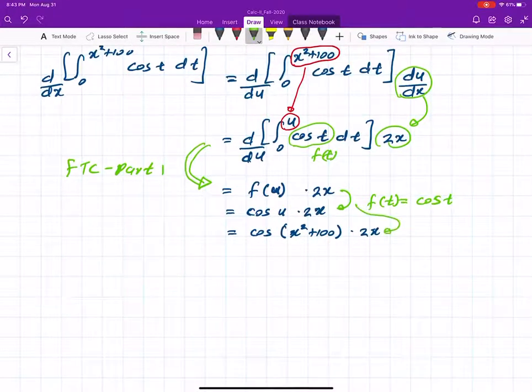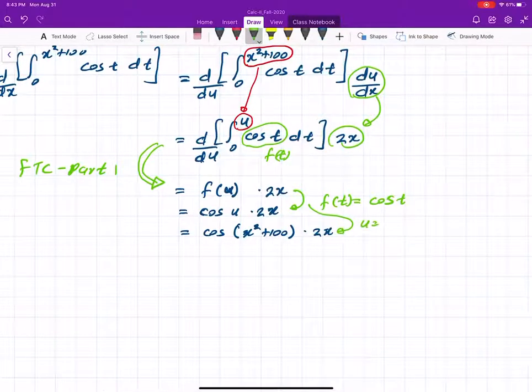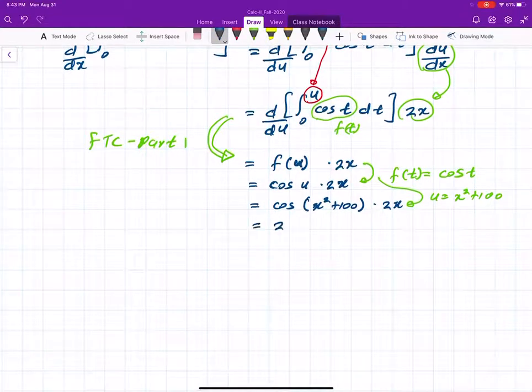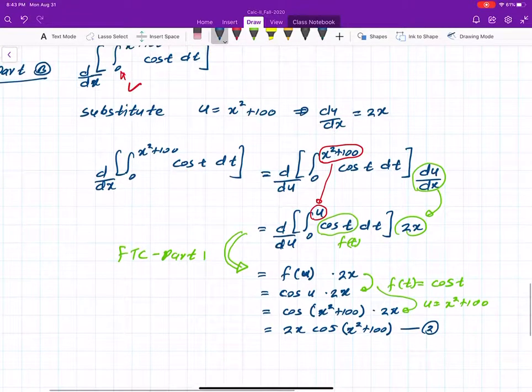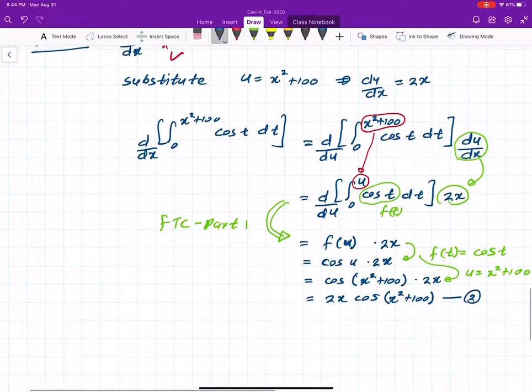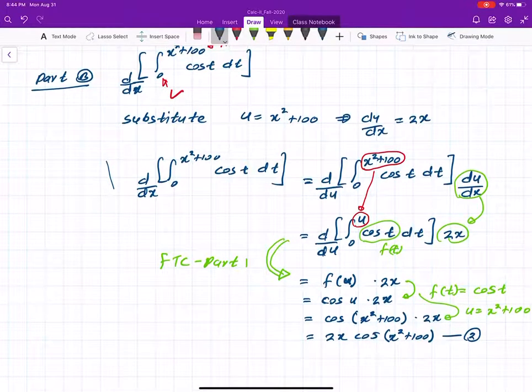What you use from here to here is the substitution u equals x square plus 100. And finally I write this equals 2x cos of x square plus 100. Take that to be part 2. That's it. You found the solution for part A, which is right here. You found the solution for part B, which is right here.